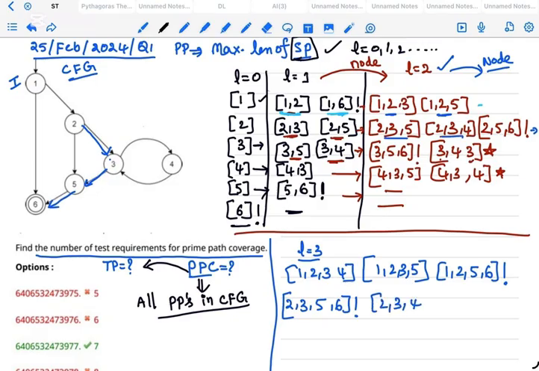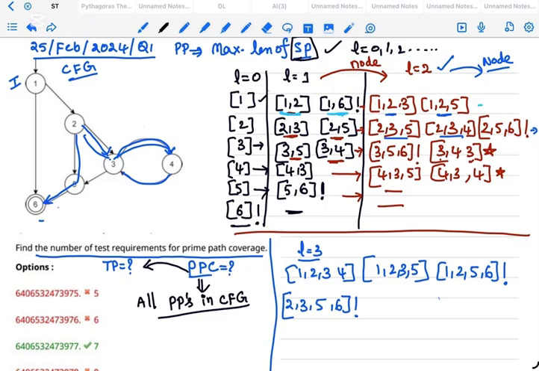Next 2 3 4. Extend this one. 2 to 3, 3 to 4, 4 to 3. 4 to 3 is not a simple path because 3 is repeated in the middle. So it's not a simple path. So with 2 3 4, no simple path is possible. No other paths are possible. Next 2 5 6, we cannot extend. So 2 is completed. Only one path starting with 2.